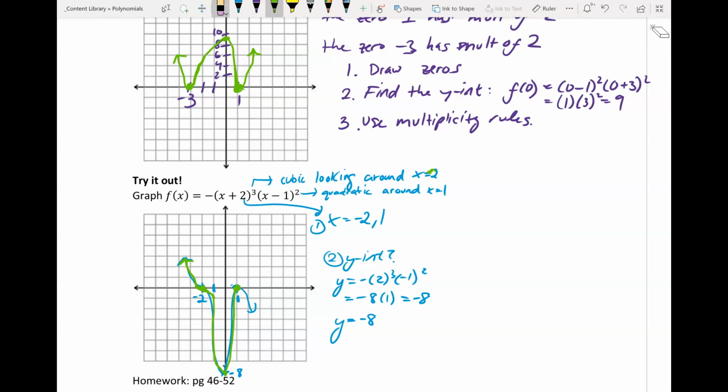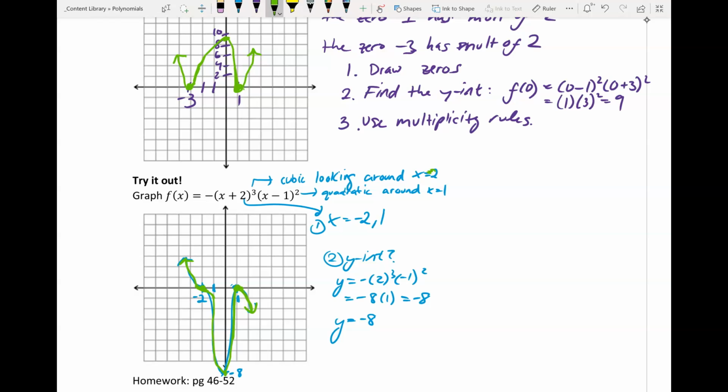And then for the other side, our 0 around 1, it needs to look like quadratic. So I already have the one arm and it is facing downward, so that means I have to make it even. It's an even function, so it has to look sort of the same. And then now I have kind of a small parabola here, and that's even. So both of the arms need to go in the same direction.